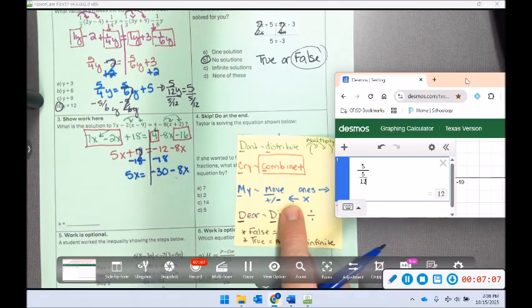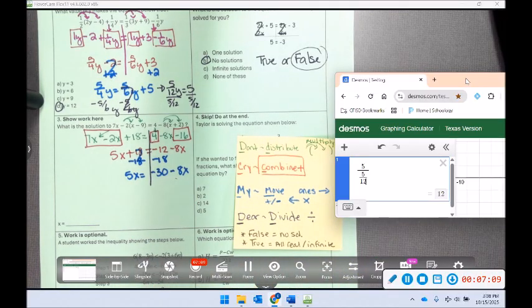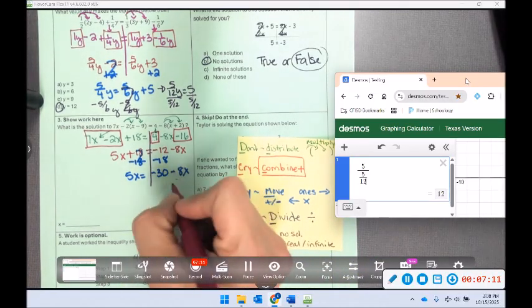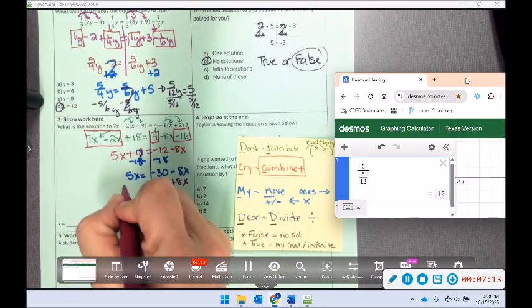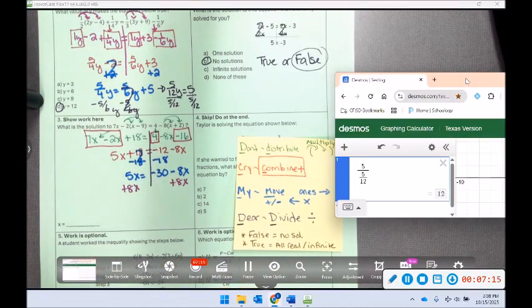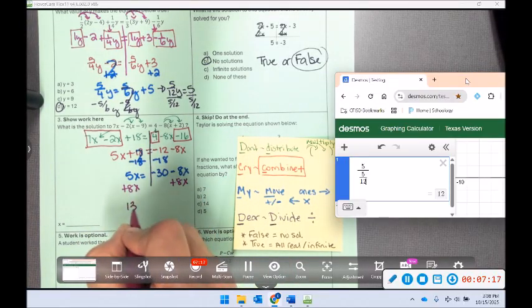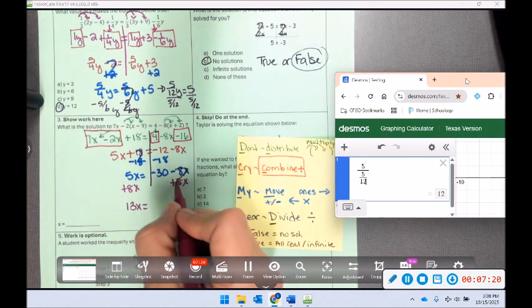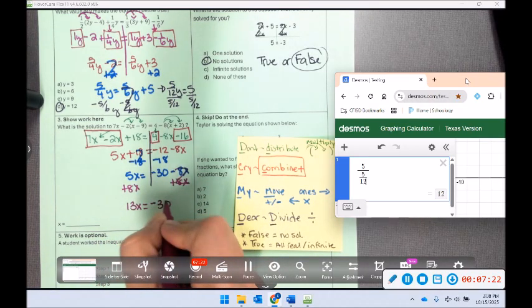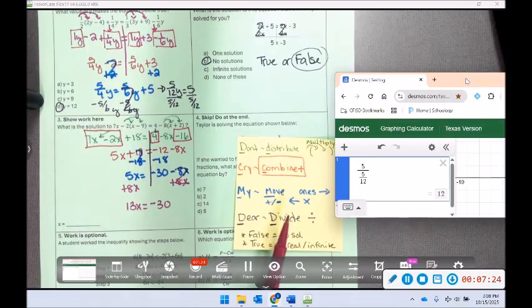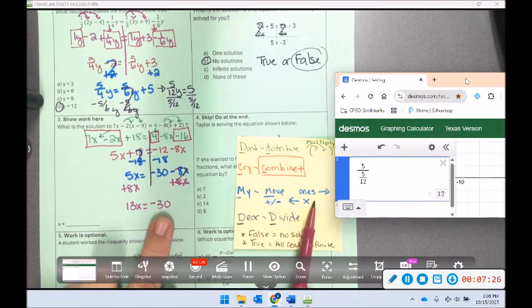Now I have to move my x's to the left. So this x right here has to go. So plus 8x, plus 8x. 5 plus 8 is 13x. Those zeroed out, and I have -30. All right, so all my x's are on the left, all my ones are on the right.